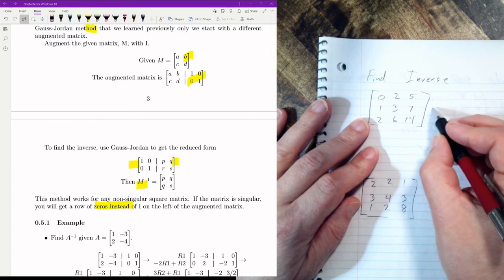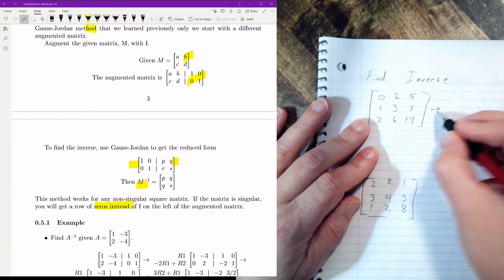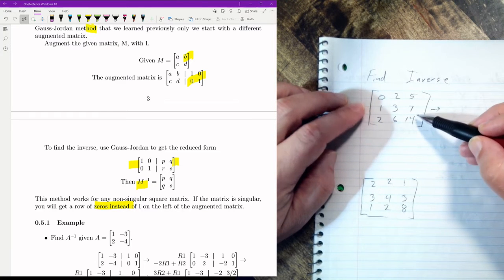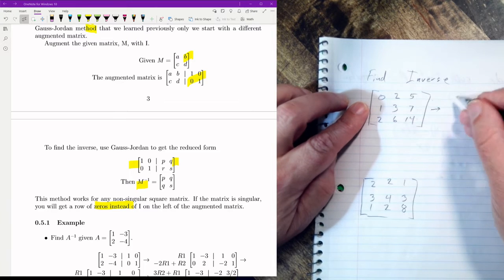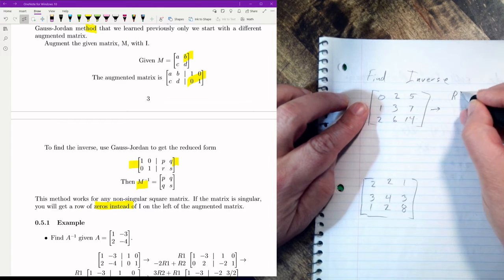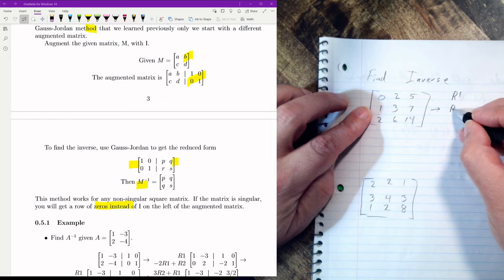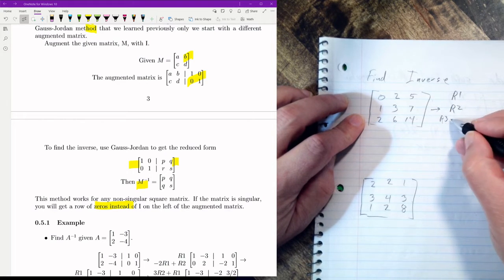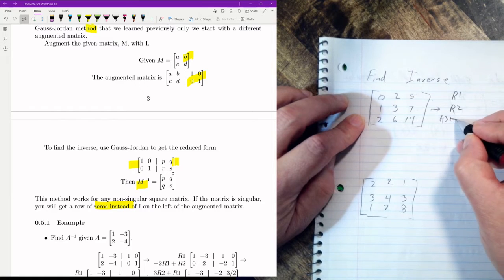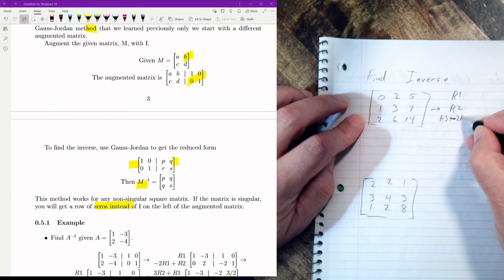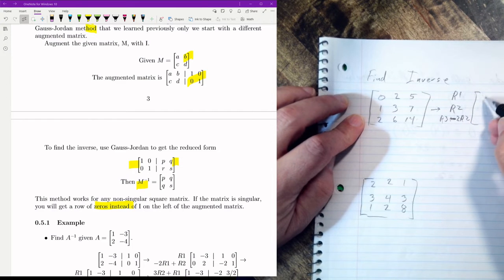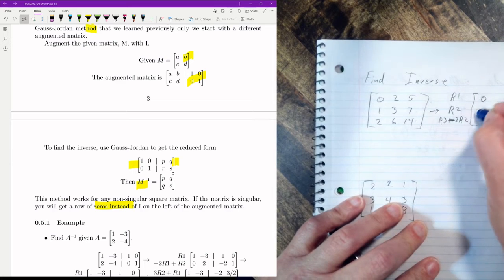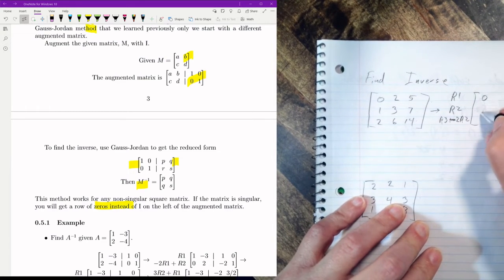What you can do is from here you can take one step and you can notice that row 3 is 2 times row 1, which means you can leave row 1, leave row 2, and take row 3 minus 2 times row 1. See what that gives us. It gives us 0, 0. I'm sorry, 0, 1. 0, 1.